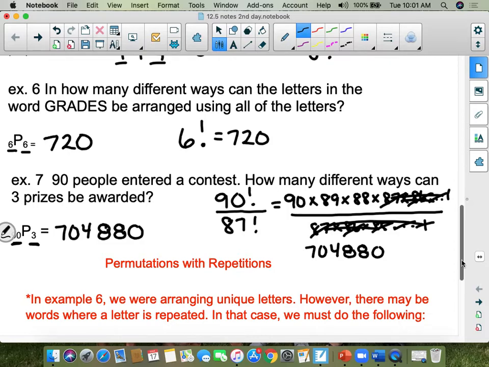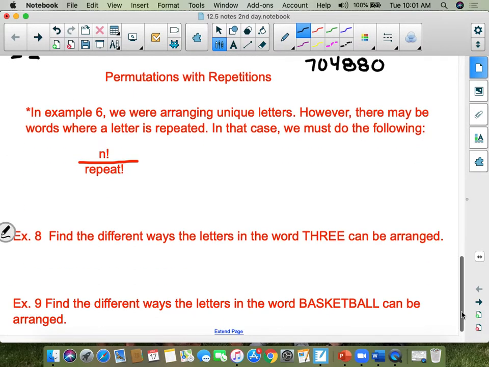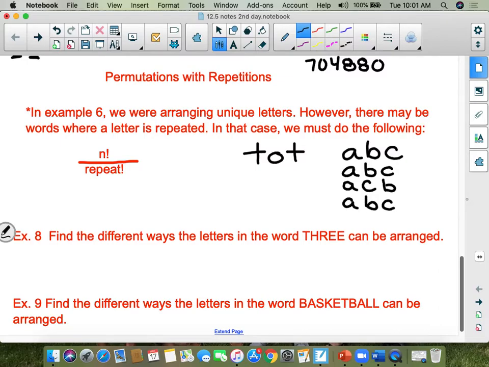The last one for today, what happens if there's repetition in permutations? Like the word, let's see, how about TOT? Instead of A, B, C, if I wanted to take 2 letters at a time, like A, B, A, C, or let's say we wanted to do all of them at the same time. What happens if I started rearranging them? OTT, but then I rearrange those, aren't they exactly the same?